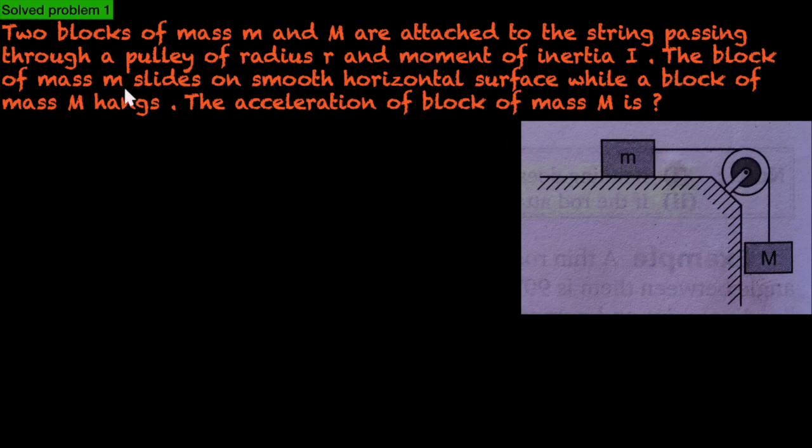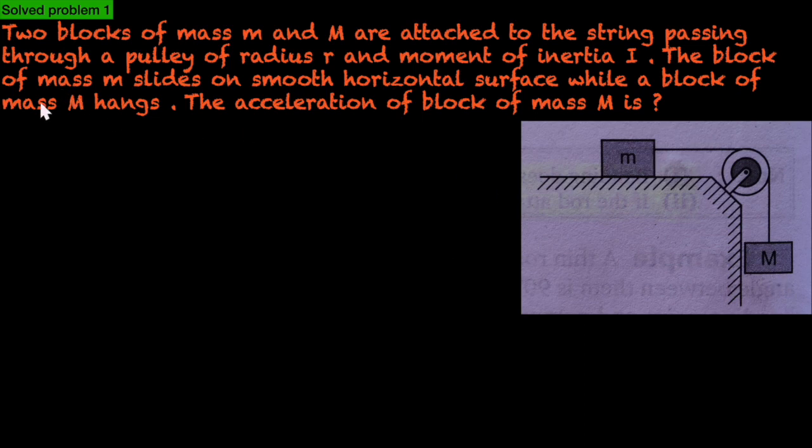The block of mass m slides on a smooth horizontal surface while the block of mass M hangs. The question says the block with mass capital M is hanging, and the block with mass small m is sliding on the floor. Now, the acceleration of the block of mass capital M is, so the question wants to know the acceleration of this block, that is the block with mass capital M.